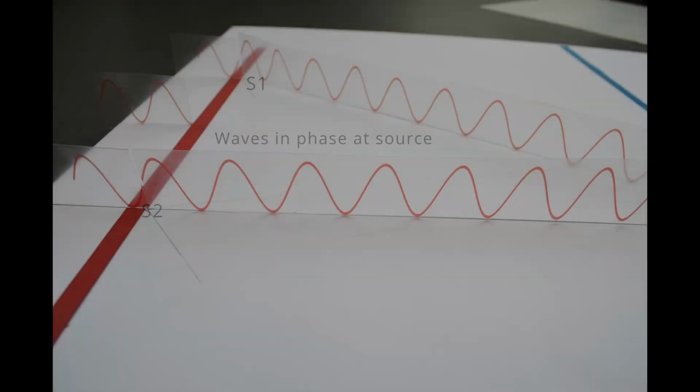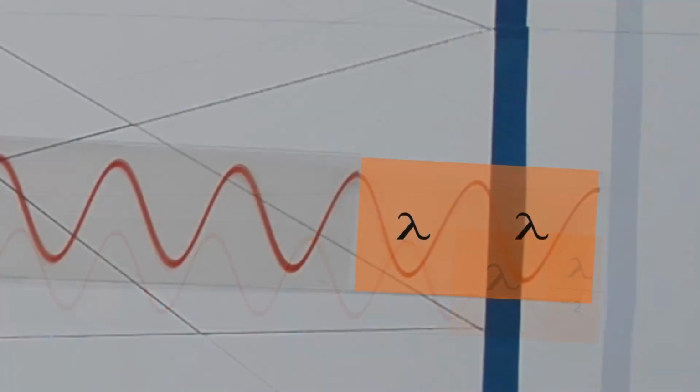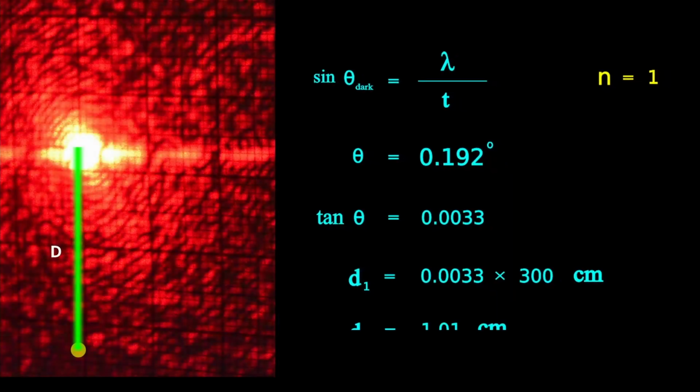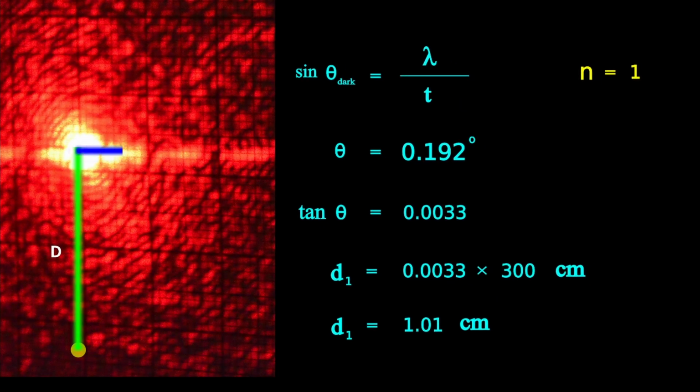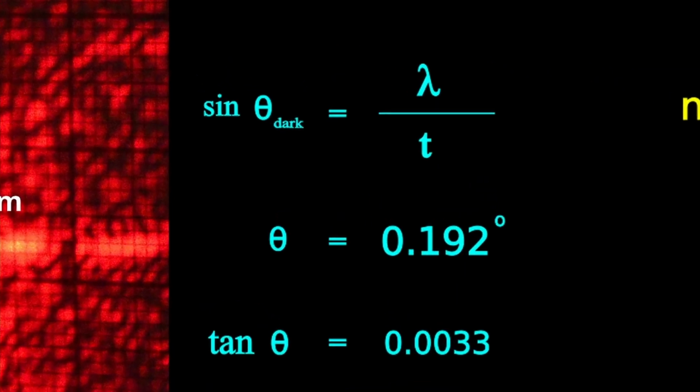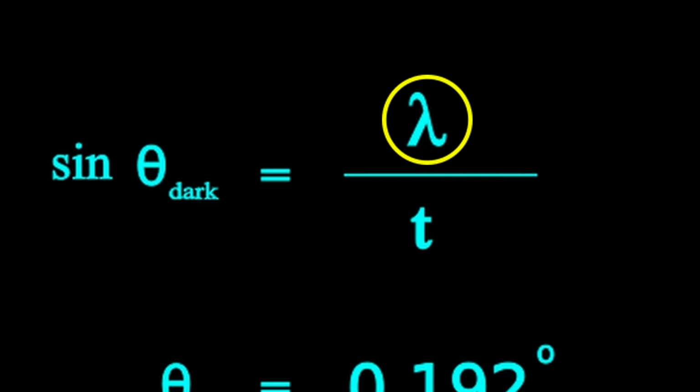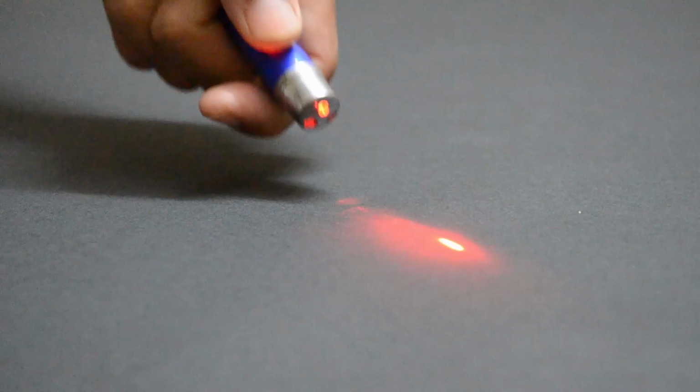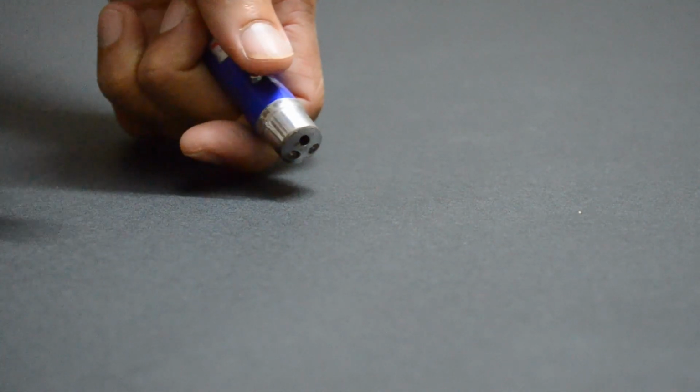In the previous video, we discussed the basics of interference with the help of a model. As per the formula, angle of diffraction depends on two factors: wavelength of the source and thickness of the wire or width of the slit. Let us verify. What will happen if we replace this red laser with the green one?